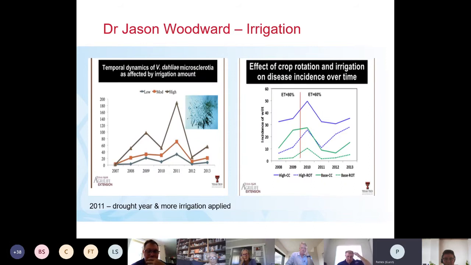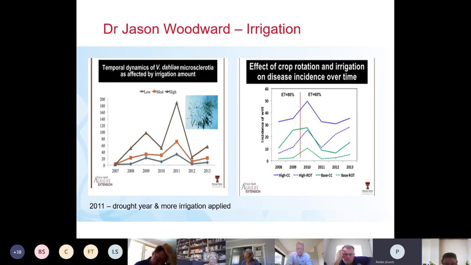Bit more work on irrigation. The temporal dynamics of microsclerotia. They are affected by the irrigation amount. Again, here we have the low, which is indicated by a light blue colour, the red, which is a moderate irrigation, and the black is a high irrigation.